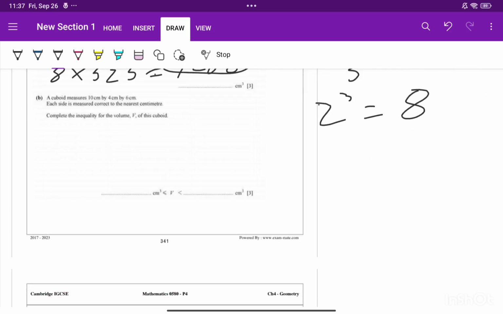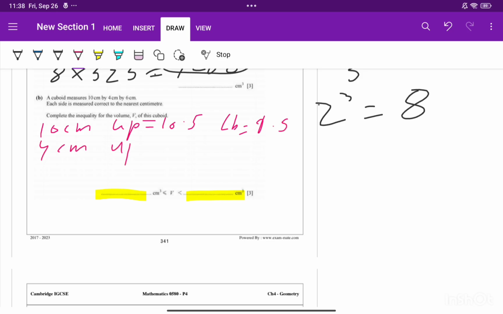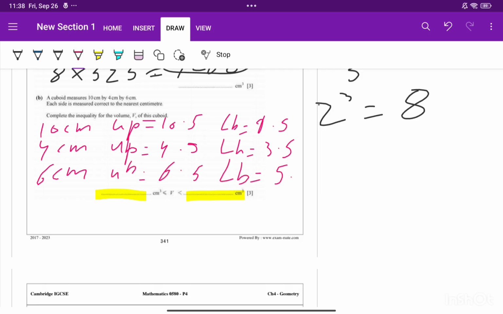Part D, a cuboid measures 10 centimeter by 4 centimeter by 6 centimeter. Each side is measured correct to the nearest centimeter. Complete the inequality for the volume V of this cuboid. So first for 10 centimeter we will find upper bound and lower bound. Upper bound will be 10.5 and lower bound will be 9.5. For 4 centimeter also we will do the same: upper bound 4.5, lower bound 3.5. Same with 6 centimeter: upper bound 6.5, lower bound 5.5.